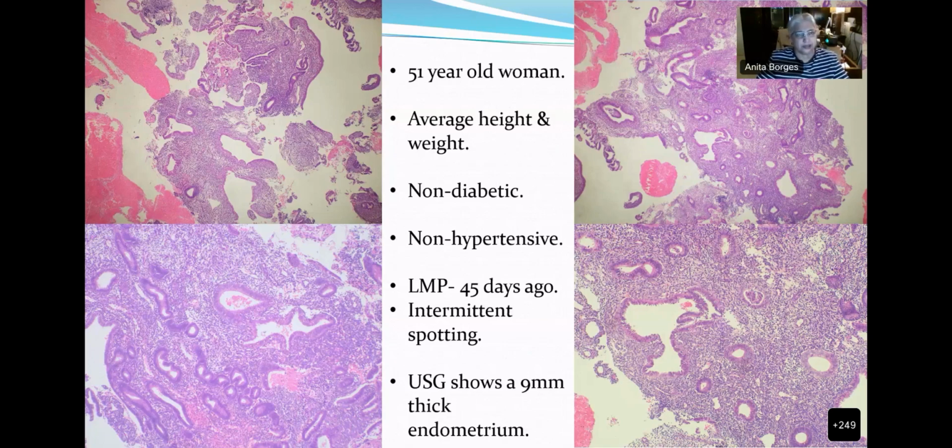And what are they? Number one, this is a proliferative endometrium. Yes or no? Yes, ma'am. This is proliferative phase, endometrium proliferating. Yes, right. You may wish to call it proliferative phase, but it's not a normal proliferative phase. Yes, ma'am. Very good. So why do we say it is proliferative?